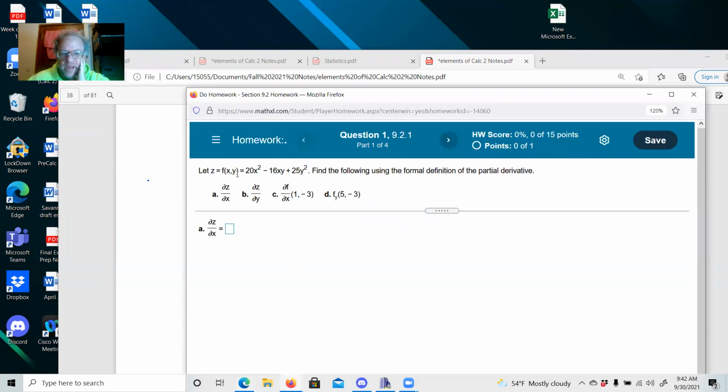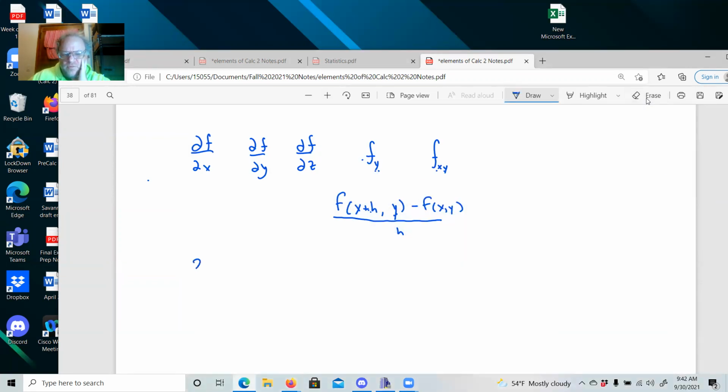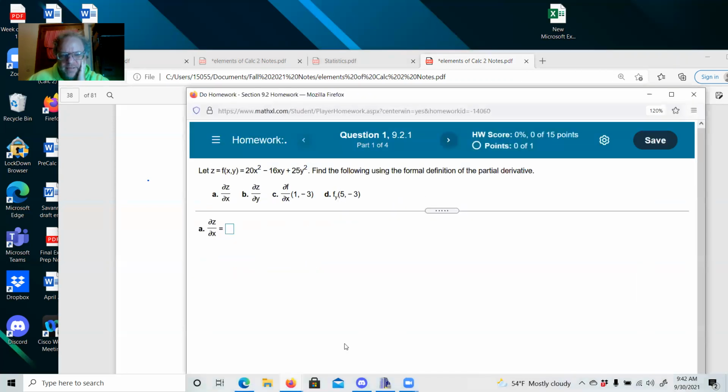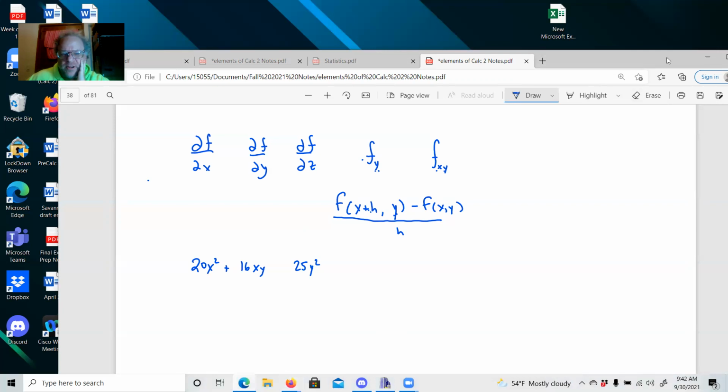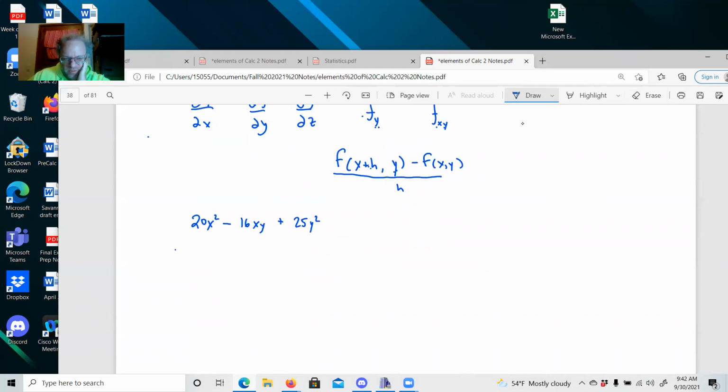So if we have f of x, y is 20x squared minus, now this is a good one. Okay, 20x squared minus 16xy plus 25y squared. I think I got my signs mixed up, so let's check. Minus and a plus. All right, very good. So we're going to make this a minus. I'll make this a plus. Okay. Now, here's my f.